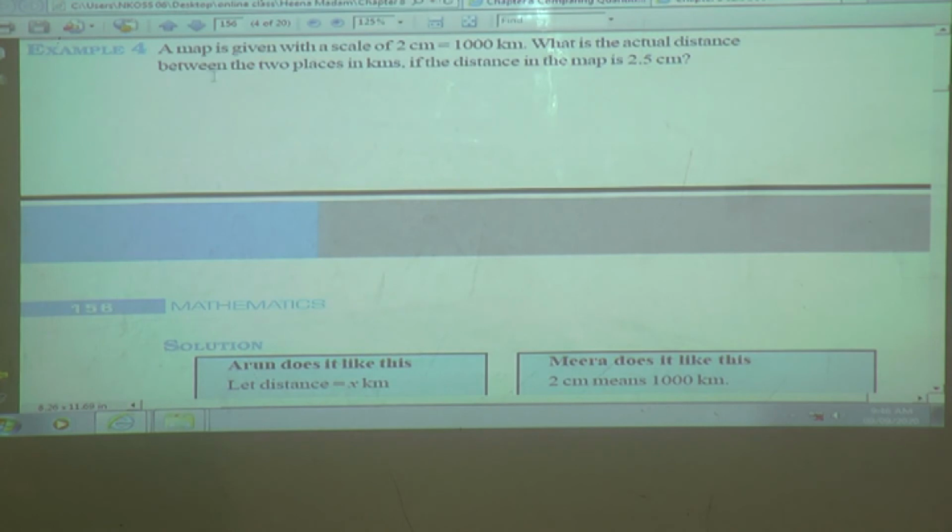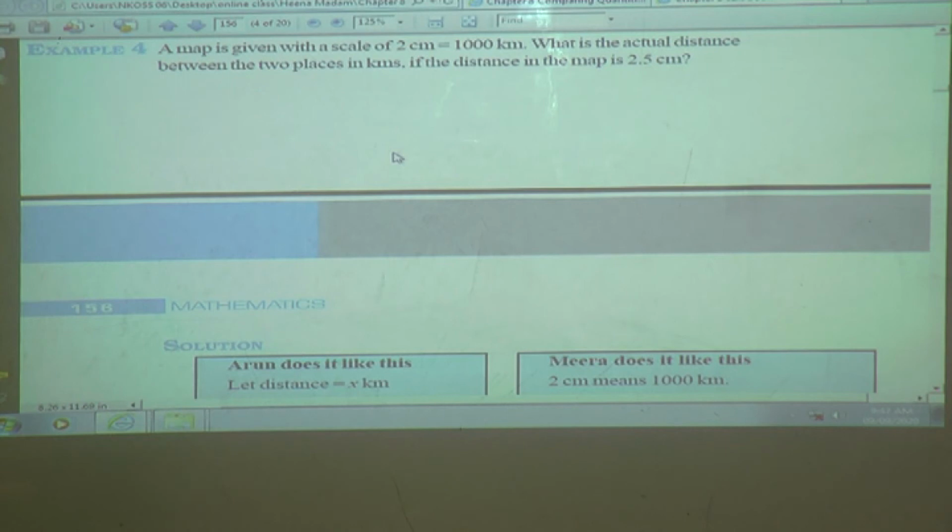Here a map is given with a scale of 2 centimeter is equal to 1000 kilometer, because we can't draw 1000 kilometer on a paper. You will come across the Indian map or a physical map where the scales are given when it is printed. So 2 centimeter is equal to 1000 kilometer. What is the actual distance between the two places in kilometer if the distance on the map is 2.5 centimeter? This we have to find out by two different methods.